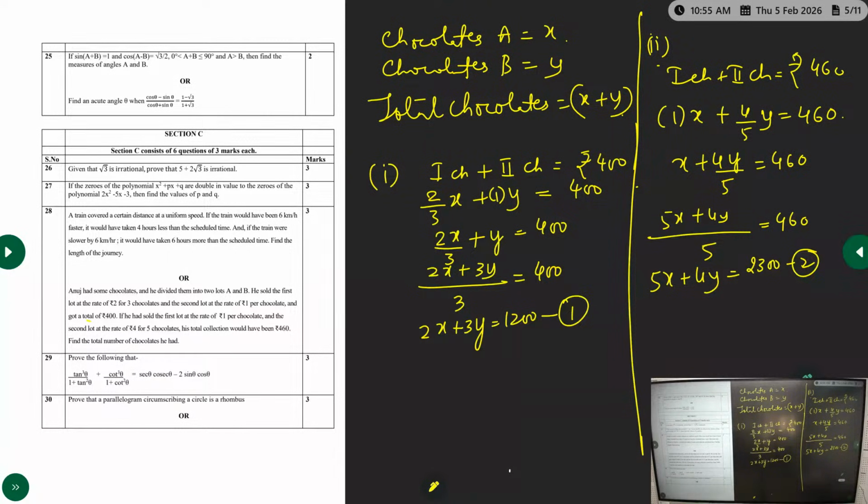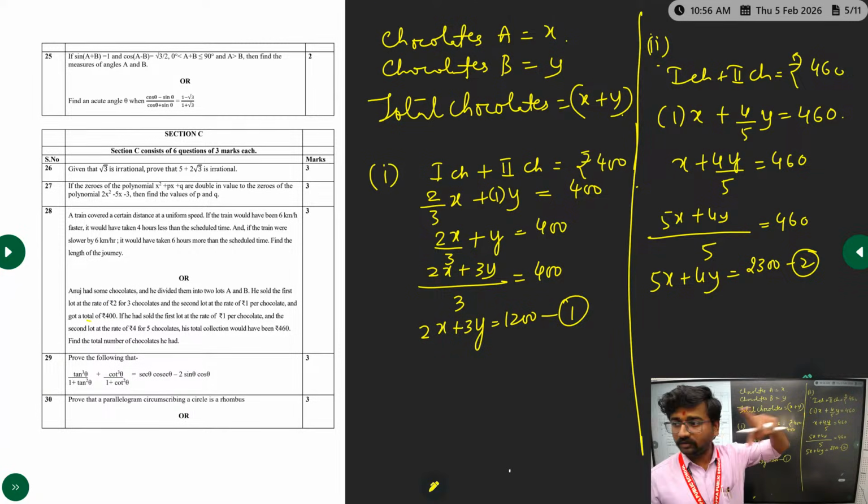Now you see here. X is how much? 300, you said. 2 by 3 into x is the equation. When I substitute 300 here, 3 ones are 100s, are 100 into 2. In the first lot, he got 200 rupees. Next, 1 rupee for chocolate. How much amount did the y value get? 200. What is 200 plus 200? My answers are correct. Verification. If you want, check with the second also.